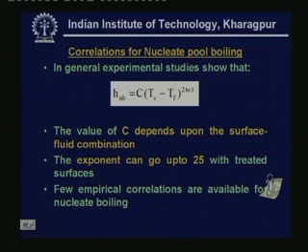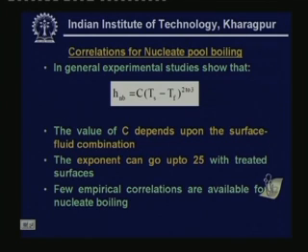Now let us look at some correlations for nucleate pool boiling. In general, experimental studies show that the nucleate pool boiling heat transfer coefficient h_NB is equal to some C times (Ts minus Tf) to the power of 2 to 3, where Ts is the surface temperature, Tf is the fluid temperature, and C is a constant whose value depends upon the surface-fluid combination. Even though I have shown the exponent here as varying between 2 to 3, it can go up to 25 with treated surfaces. That means with enhanced surfaces you can get very high heat transfer coefficients.